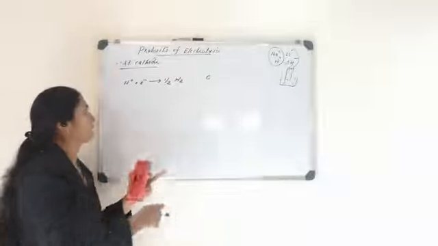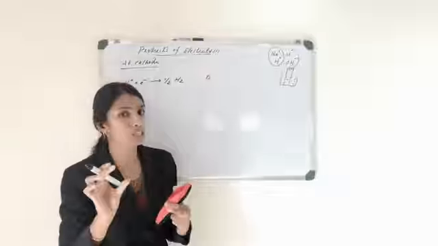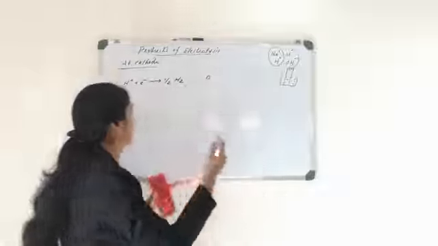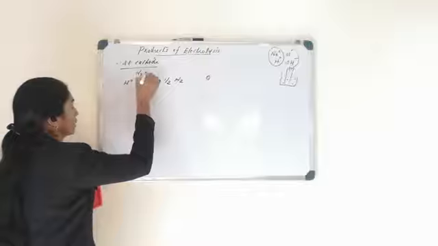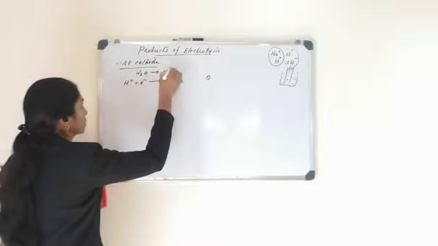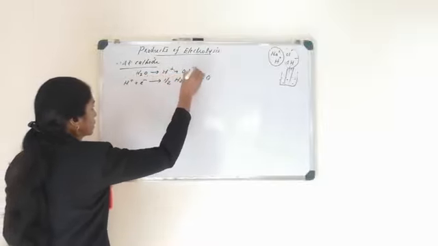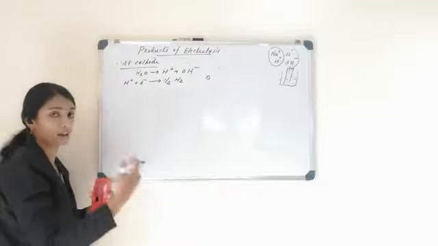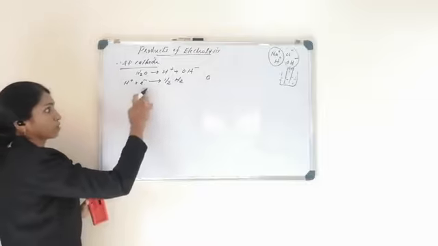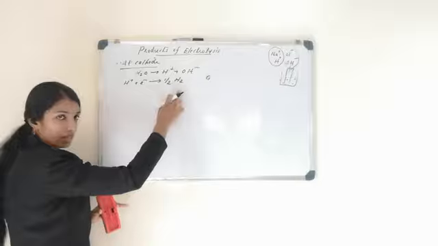This H plus is produced by the dissociation of water molecule, right? So we can write H2O gives H plus and OH minus. This dissociates to form H plus and OH minus. This H plus receives electrons and produces hydrogen.